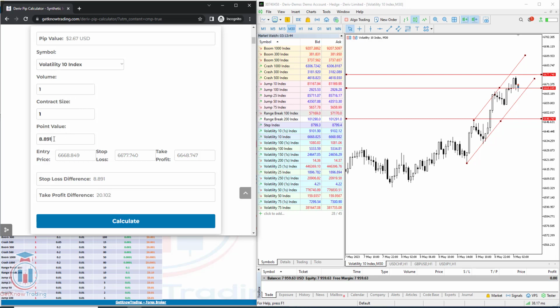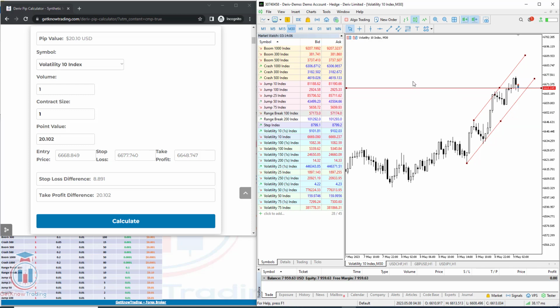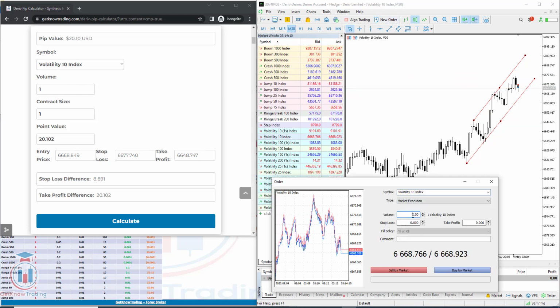If we copy the take profit here, you would get $20.10 for the volume 1. So you can use this Pip calculator to define your stop loss and take profit levels before you open the trade, so you know how much money you would lose and also how much money you would make. So for example, let's move these lines and open a new trade, which will be a sell order, but let's change this volume to 0.5.